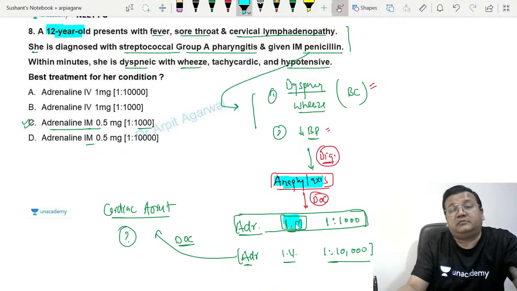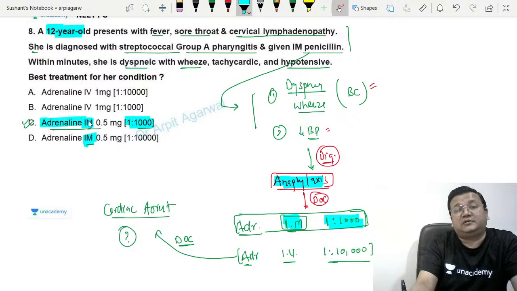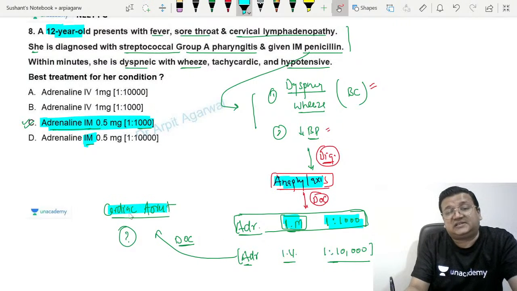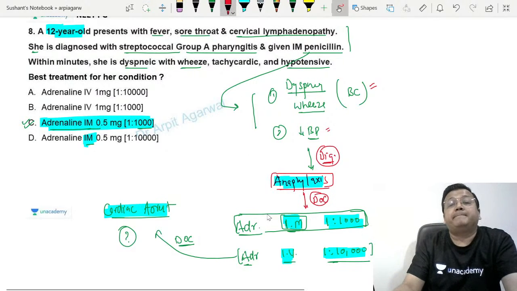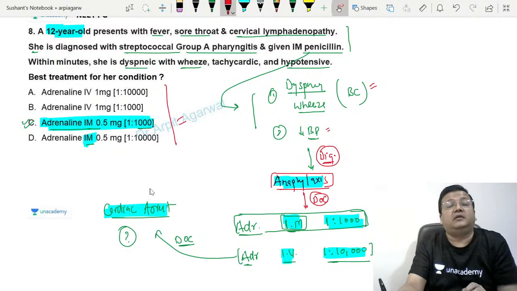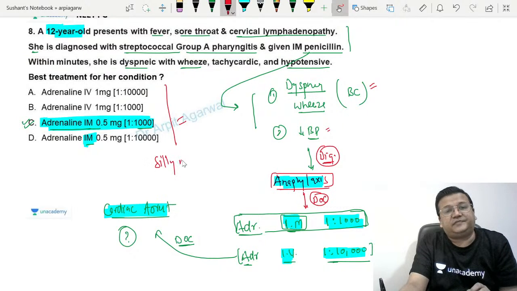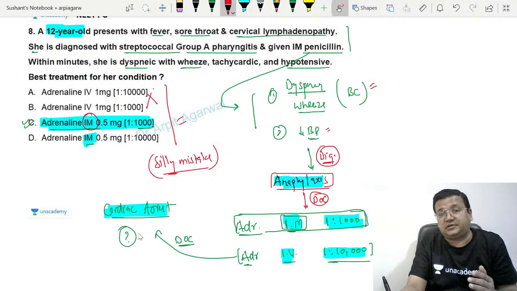If anaphylaxis is asked, the best route is IM, clear, no doubt. What is the concentration? 1:1000. This is the answer. If cardiac arrest is asked, IV, and the concentration is 1:10,000. So what we have learned in this question is that despite studying many times, we tend to get confused when such options are given, and we can commit silly mistakes. Silly mistakes are bound to happen, so we have to be prepared. First look at the route. Remove the options with the non-preferred route. Then look at the concentration.